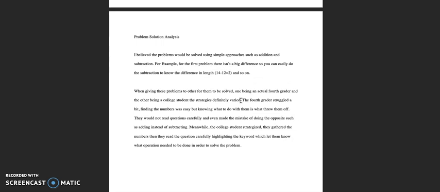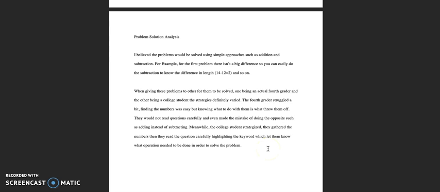When I gave these problems to others to solve, one was being solved by an actual 4th grader and another was being solved by a college student, just so I could see the different strategies used and how they varied. So the 4th grader struggled a bit. It was easy to see the numbers, but knowing what to do with them was hard because of the words that were included.